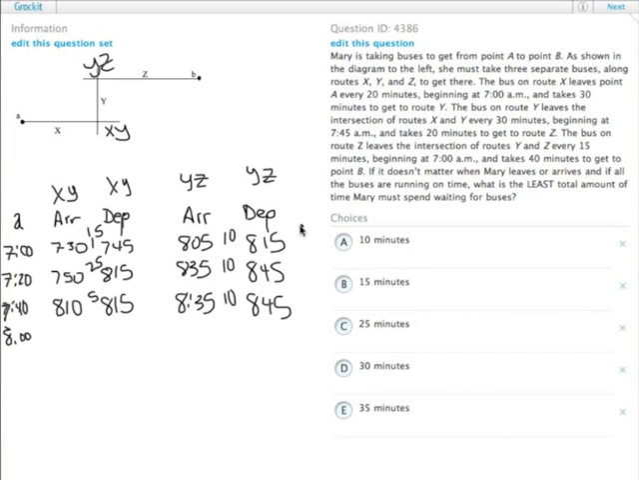So the total, this one was 25, this one was 35, this one was a mere 15 minutes, and that's the correct answer. Answer choice B, if she leaves at 7:40 or any of the other hours at 8:40, 9:40, the schedule of the buses will result in having to wait only 15 minutes with the buses on time.